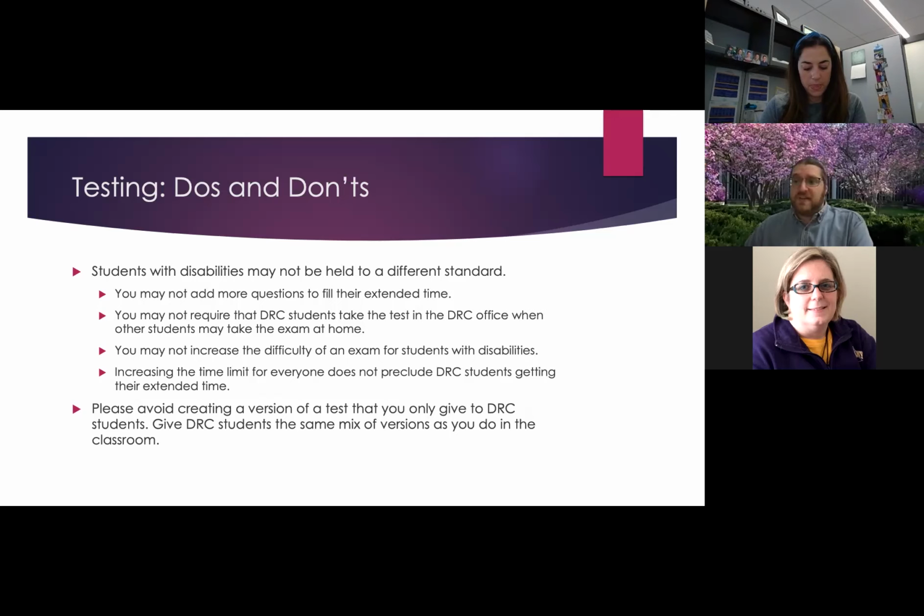You may not increase the difficulty of an exam for a student with a disability. They get extended time for a reason. Increasing the difficulty will A, single them out, which is not legal, and B, also completely defeats the purpose.